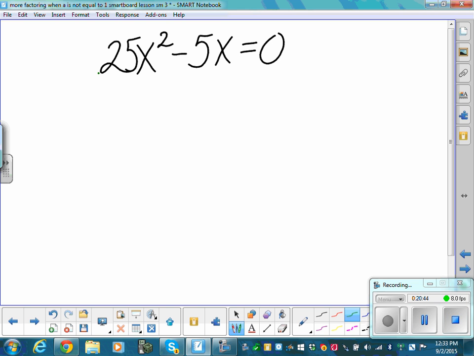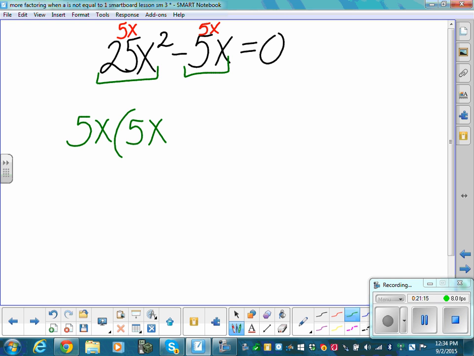So notice in this 25x squared and 5x, we have something in common. We need to pull out the greatest thing. They both have a 5x. Now, we have to write what's left inside here. So once again, we've pulled out a 5x. If you need to think of it as, I'm going to be taking a 5x out of these things, write it above it, and write what's left inside the parentheses here. So we have 25x squared. We pulled out a 5x. 25 divided by 5 becomes a 5. And then x squared divided by x is x.